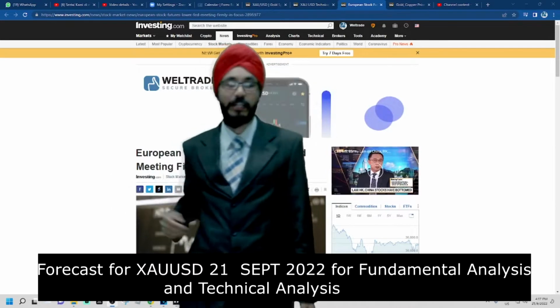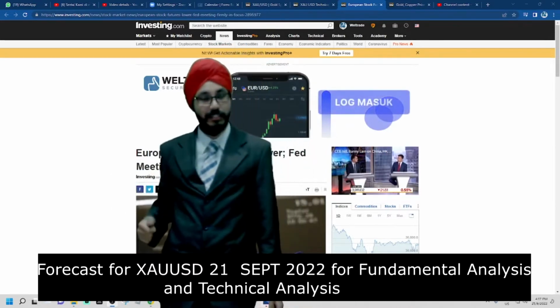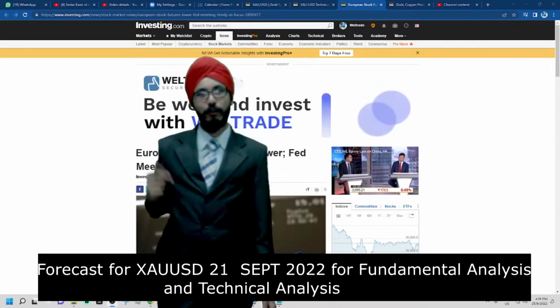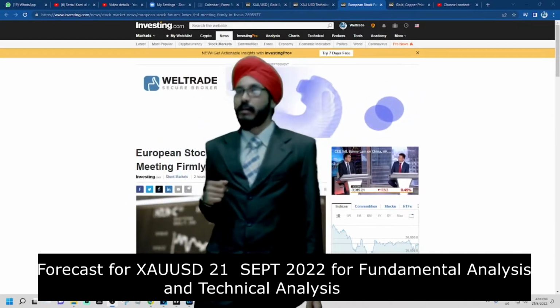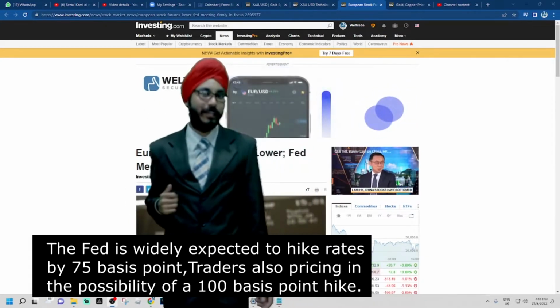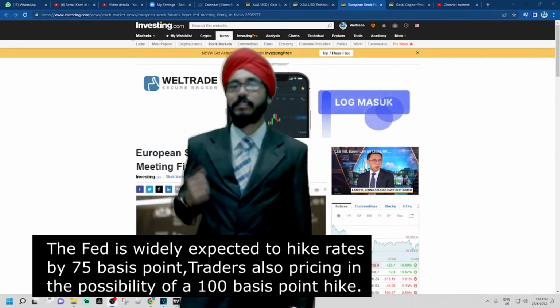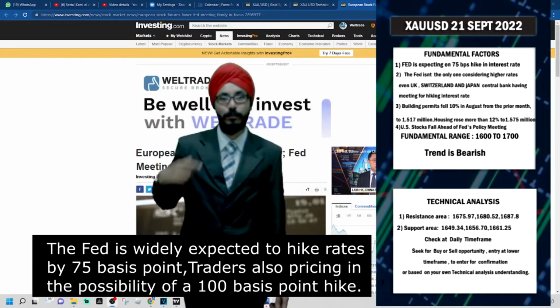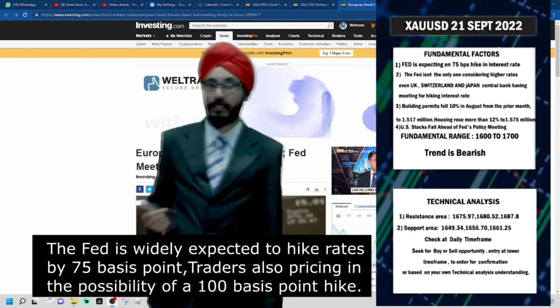Today I'm going to focus on the gold trend based on fundamental analysis and also technical analysis. Moving forward, looking at our first fundamental factor, as we could see, the Fed is likely to increase their interest rate by 75 basis points. Many traders are expecting 100 basis points to happen for this FOMC meeting that we will be having soon.